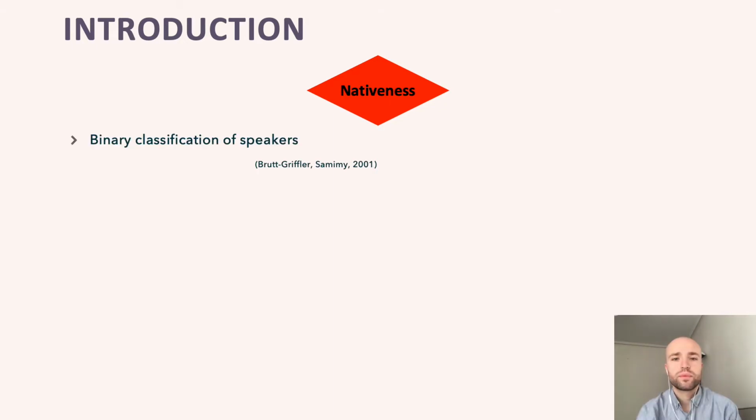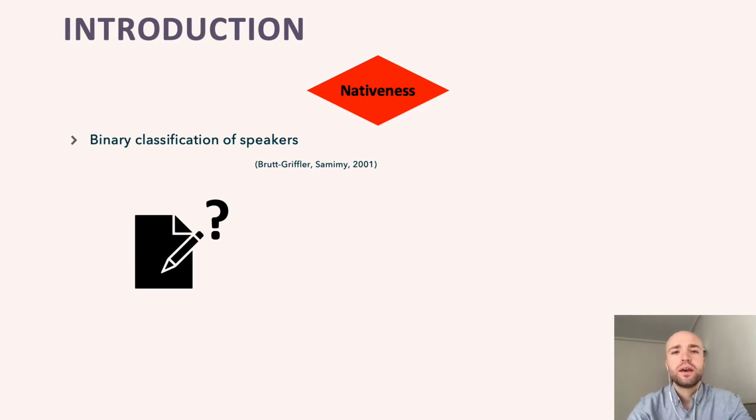The division of language users depending on the native or non-native criteria has been a controversial issue in linguistics. It constructs a binary classification of speakers, where speakers can be either native speakers or non-native speakers. But which are the criteria used to assign or label a particular speaker?